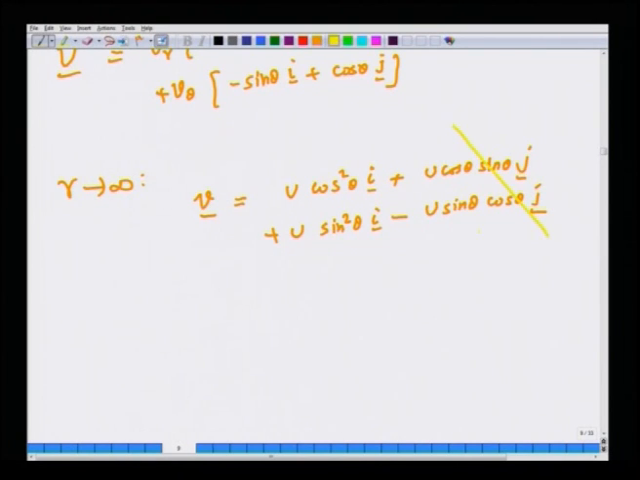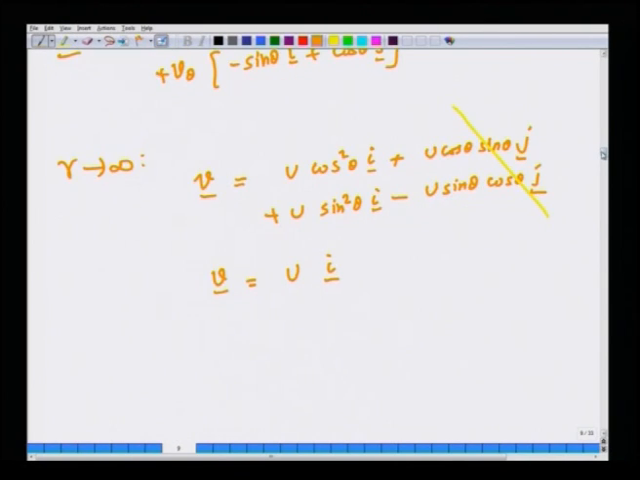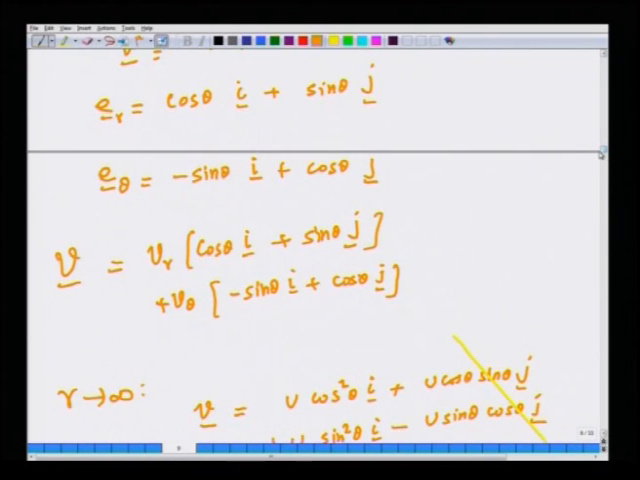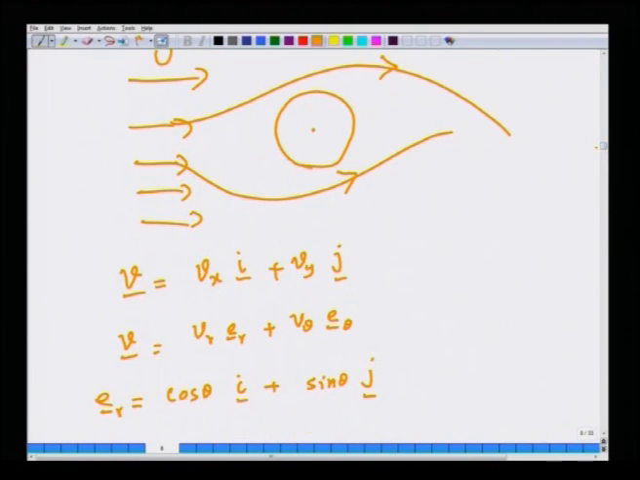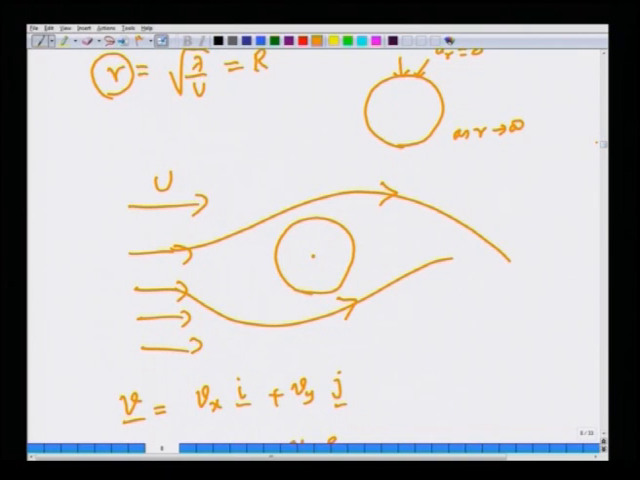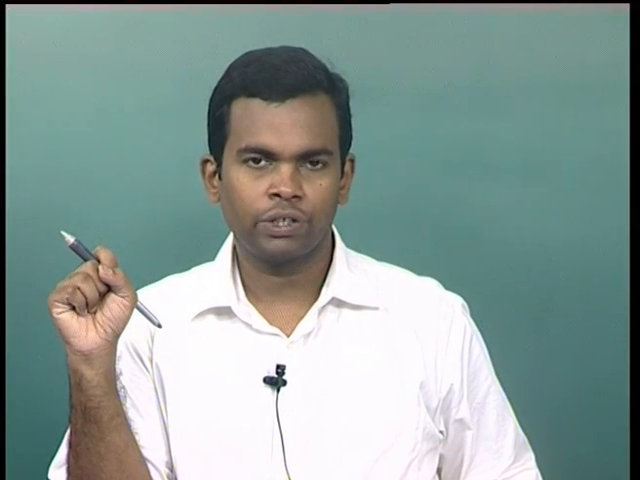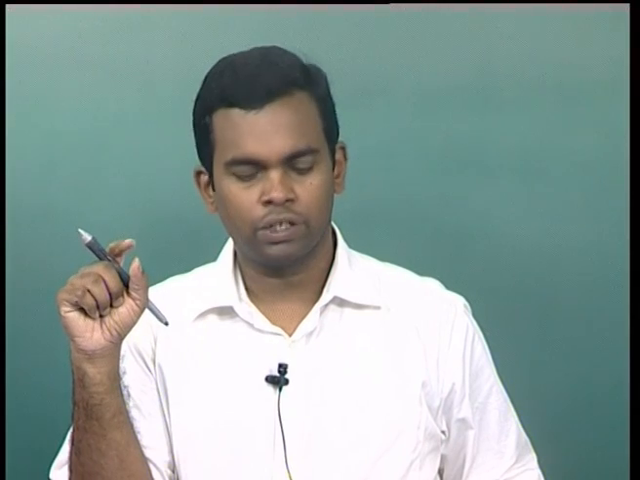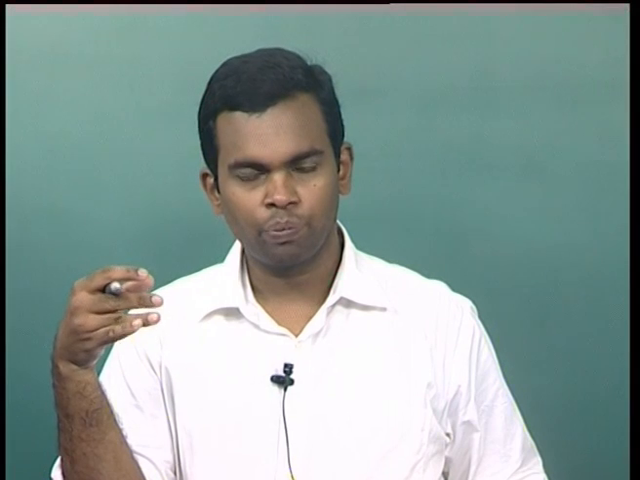So, these two terms will cancel to give the velocity to be just u times I. It is the uniform flow. Essentially we have solved for the velocity field for flow around a cylinder in the potential flow regime by simply superposing the uniform flow far away with a doublet at the origin, and that gave rise to a closed streamline of radius square root of lambda by u, where lambda is the dipole strength and u is the strength of the uniform flow, and this gave rise to flow past a cylinder.